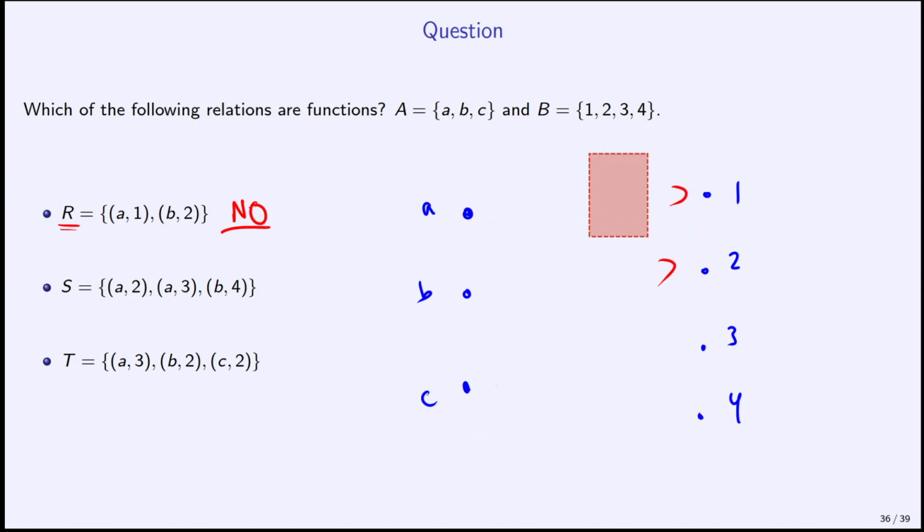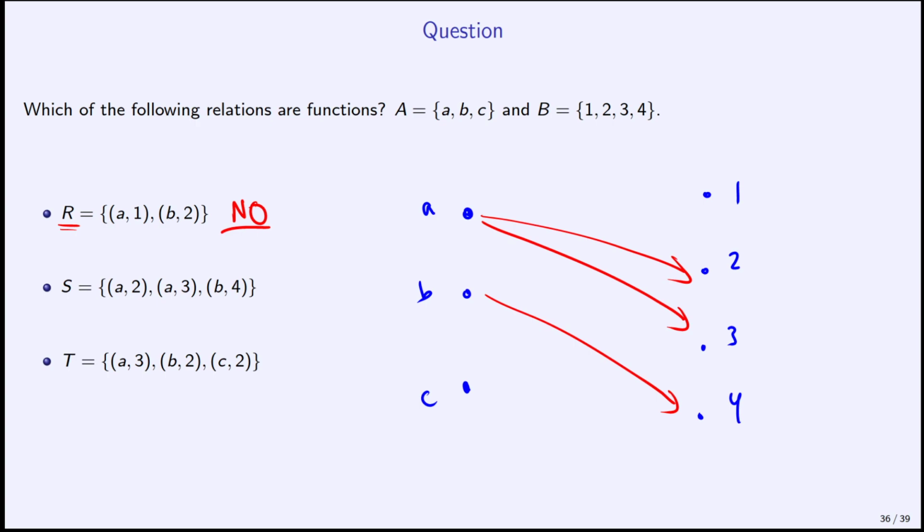Okay, what about S? In S, we have A goes to 2, A goes to 3, and B goes to 4. Okay, this is also not a function for 2 reasons. The first reason is just like the previous one. C does not get mapped to anything, but another reason here is that we have A going to 2 things, and this is not okay. For a function, each thing in A, so A, B, C, can only map to one thing in B. So A can go to 2 or A can go to 3, but not both. So that is why S is also not a function.